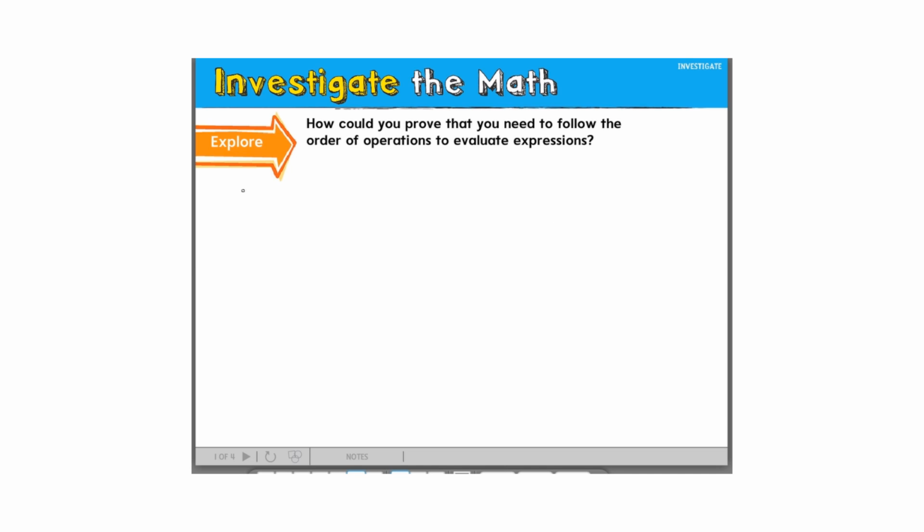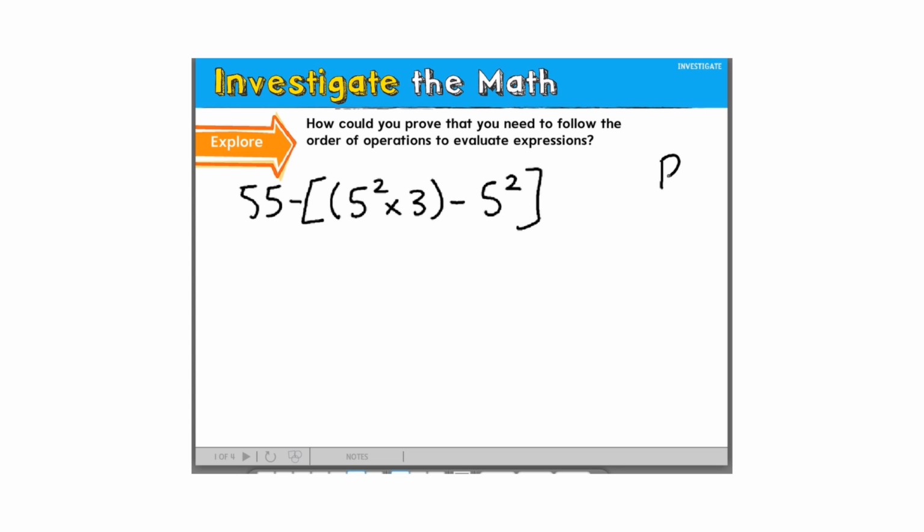Okay, let's do another one. This will be our last example. Then we'll look at your book questions. This one has a bracket and then a parenthesis inside of it. Remember, every question, we're still doing this order.